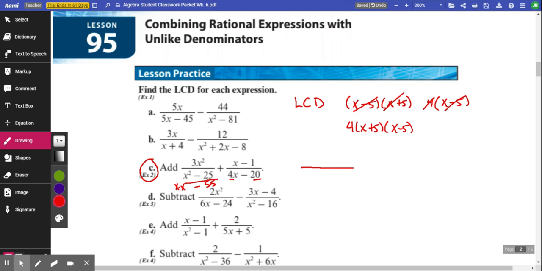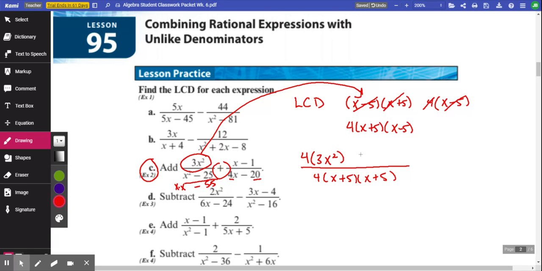And I like to just write that least common denominator and then start working in the numerator. We're going to look at this. So this first term, well, we know we had x minus 5, x plus 5, but we were missing the 4. We need to multiply this first term by 4. 4 times 3x squared. Then we have plus here.